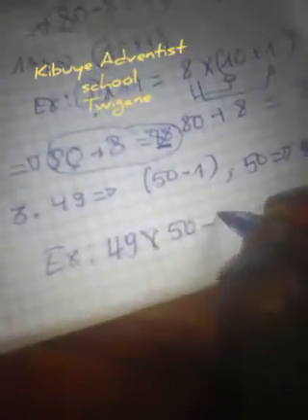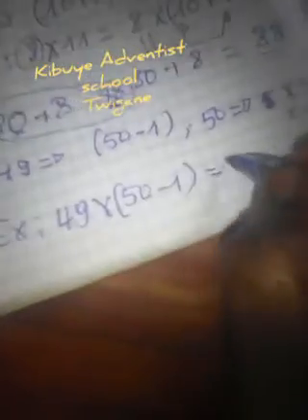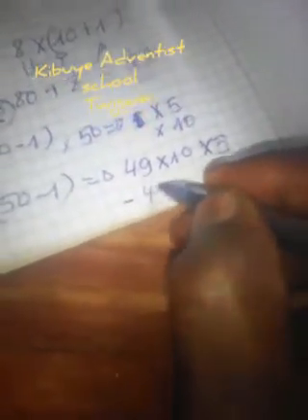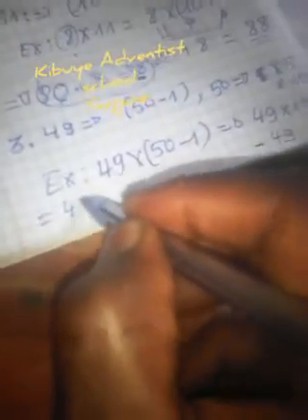Here it will be equal to 49 times 10 times 5. Then here it will be equal to also minus 49. Sorry. Then here 49 times 10 times 5, times 10 is to add 0, and then minus 49.